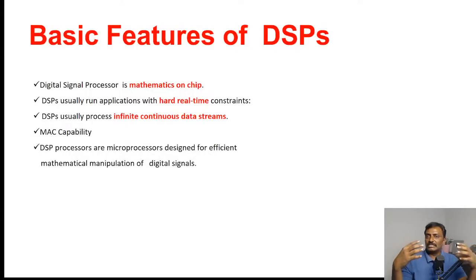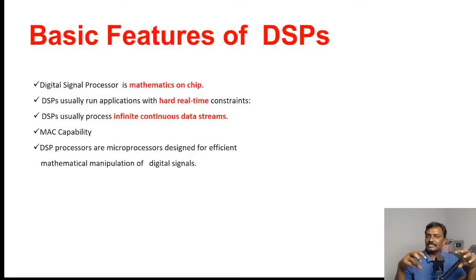Coming to the DSPs, digital signal processors, these are microprocessors specially designed for doing complex mathematical calculations. A DSP processor can do complex mathematical calculations. It has the capability of doing floating point calculations as well as fixed point calculations, and it is specially designed for hard real time systems. It can process infinite continuous data streams, if you grab a video from a camera or an audio stream from a microphone. So you will have continuous data streams.